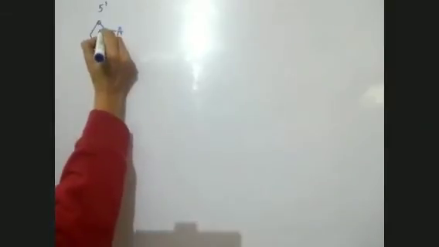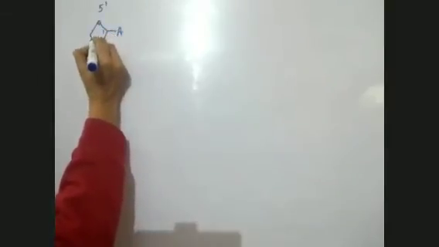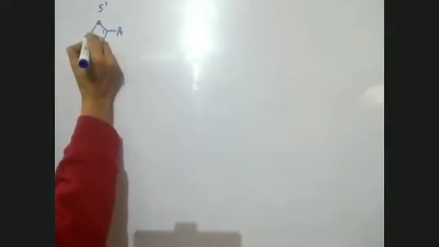Now, as I told you, the first strand is 5'. I'm writing 5' here. That means the fifth carbon is attached to a phosphate. So this is the first carbon, this is the second carbon, this is the third carbon, this is the fourth carbon, and here we have the fifth carbon, CH2OH.